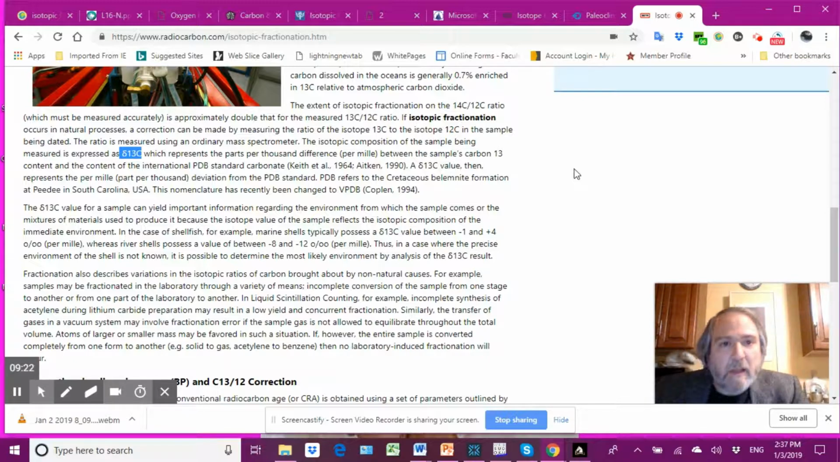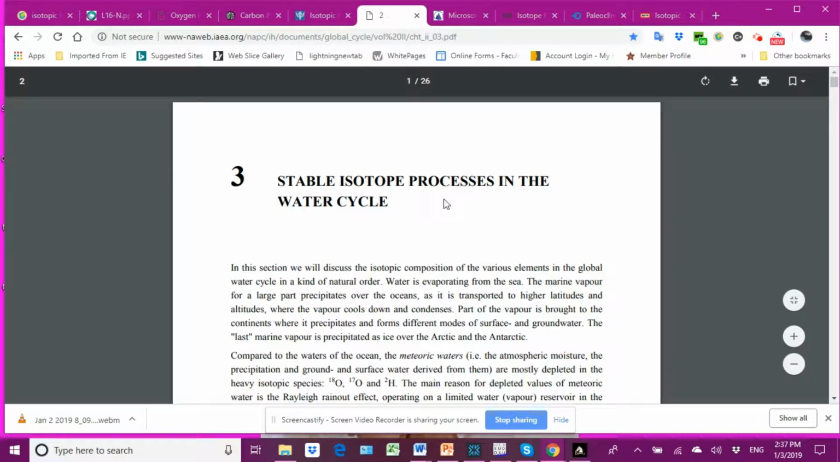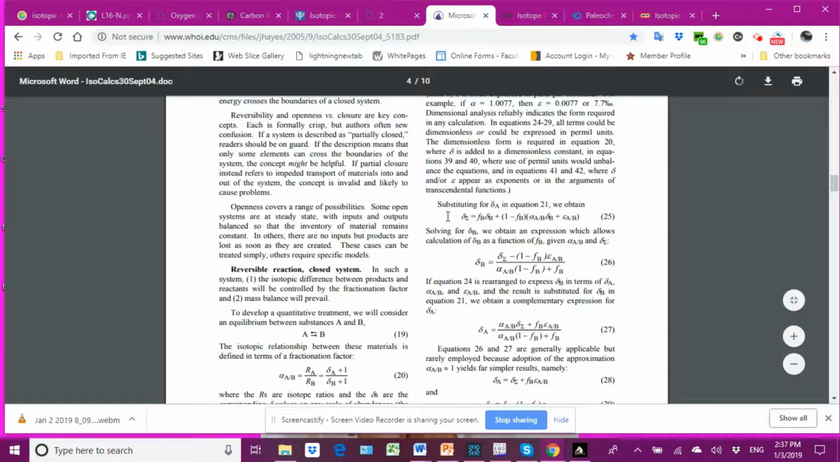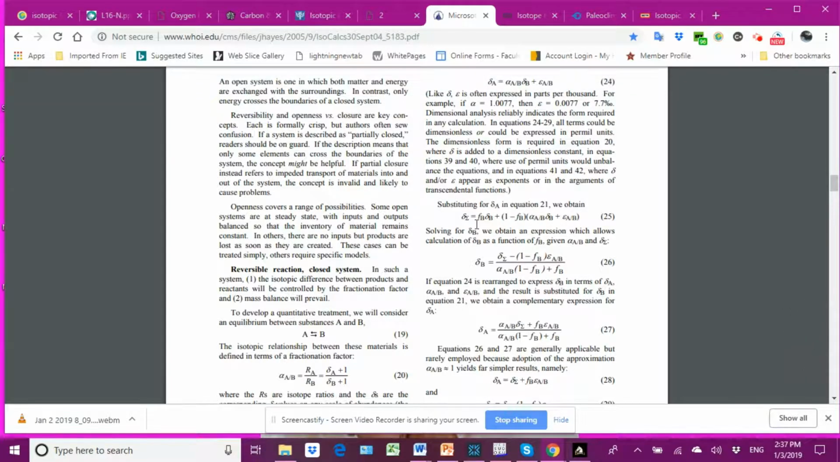So I don't want to get too technical here because this stuff is extremely technical. And if any of you are interested, let me just pull these up here. Stable isotope processes in the water cycle. This is a lengthy paper that goes into very technical, detailed discussion, as does this one here. This one gets into the calculations. If any of you are interested in looking at these papers, please leave a notification for me in the comments section, and I'll be happy to supply you with the URL.